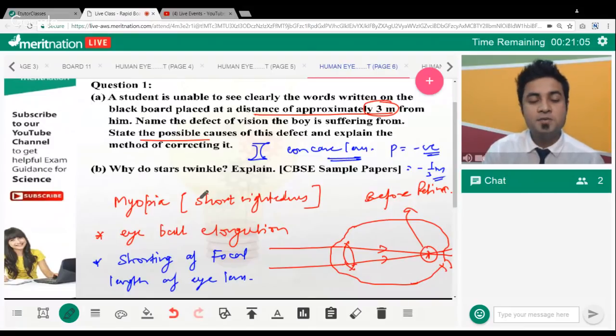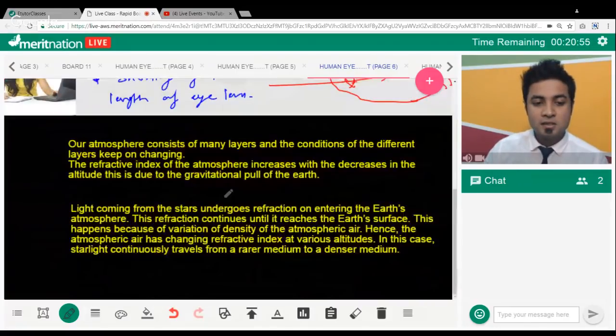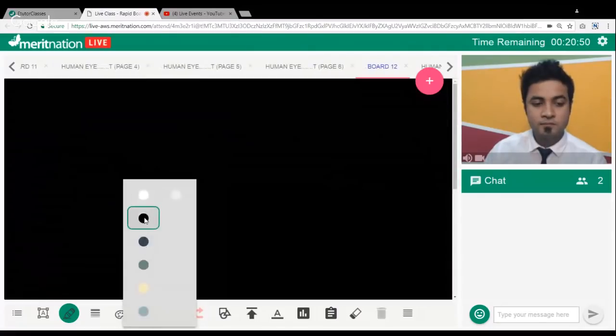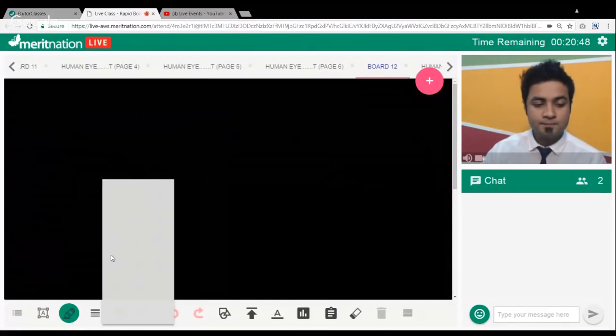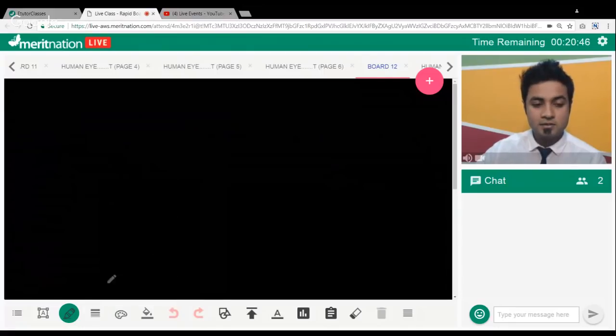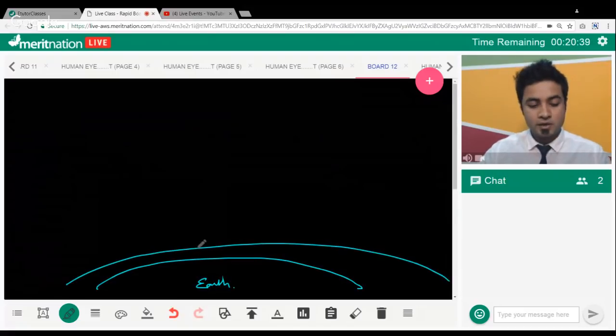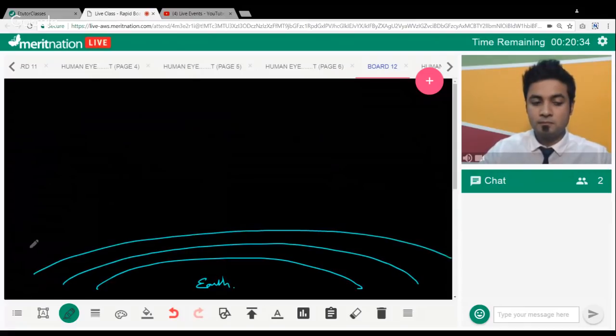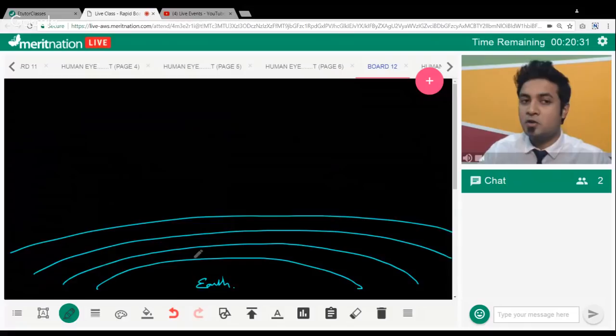Atmospheric refraction. Absolutely right, guys. You know what happens is, as you know that the Earth has an atmosphere, what has happened? The layers of the Earth. Let me just tell you here. Suppose this is the Earth, guys. These are the atmospheric layers.